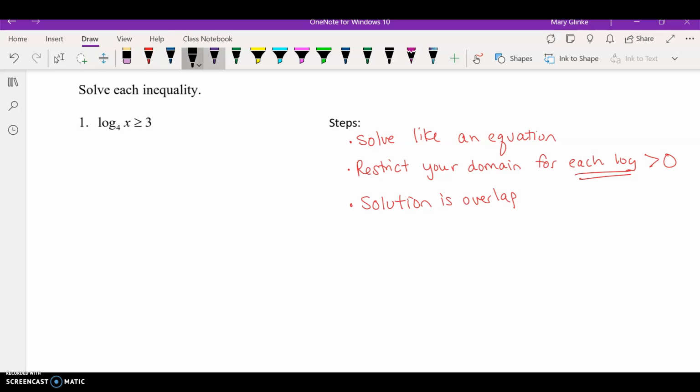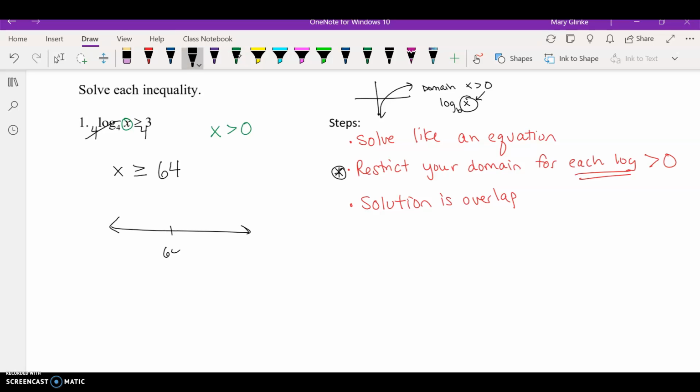So let's go ahead and start this one off. We're going to raise both sides to have a base of 4 to those powers. So you get x is greater than or equal to 4 cubed, or 64. Once you get everything is greater than or equal to 64, we have to restrict our domain for the logs, meaning this. All of our log graphs look like this. So our domain for this graph here is going to be every value greater than 0. And so whatever is inside of the logarithm has to be greater than 0. So for this one, the stuff that's inside the logarithm is just x. So x has to be greater than 0 for this problem.